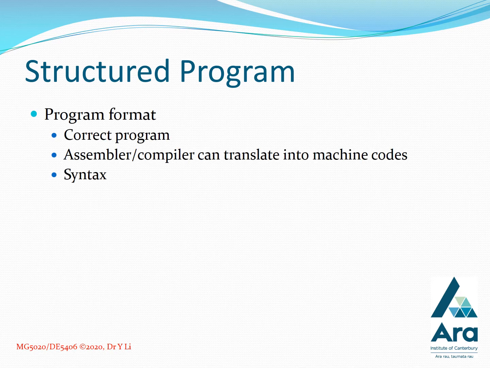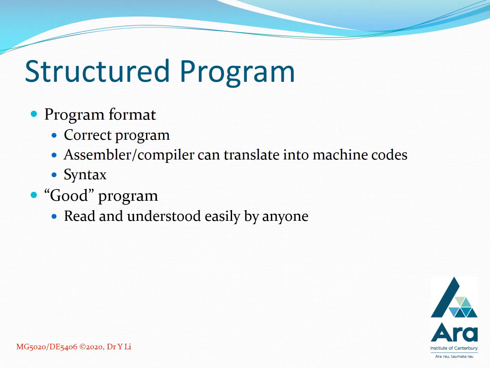However, a correct program might not be a good program. What is a good program? First of all, it must be a correct program, a program the assembler or compiler can convert into machine code, which the CPU can execute. Secondly, a good program must be read and understood easily by anyone, by yourself, by your teammates, or by your manager if you are working in a development team.